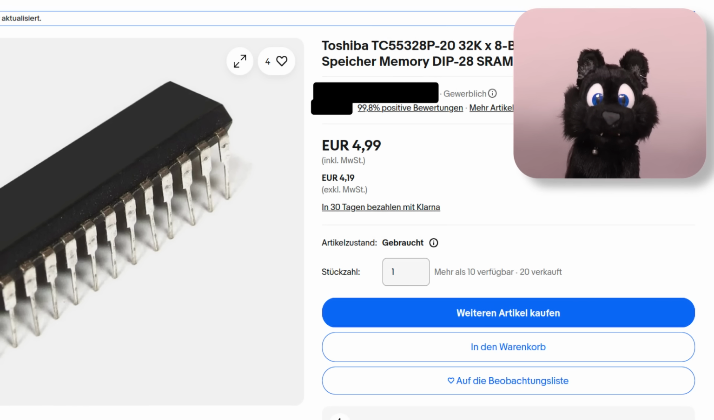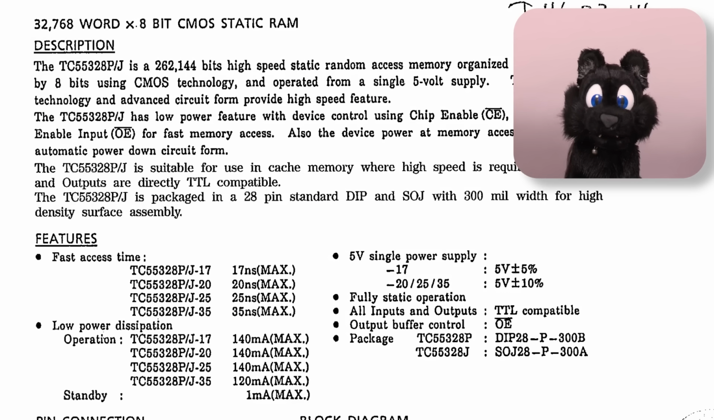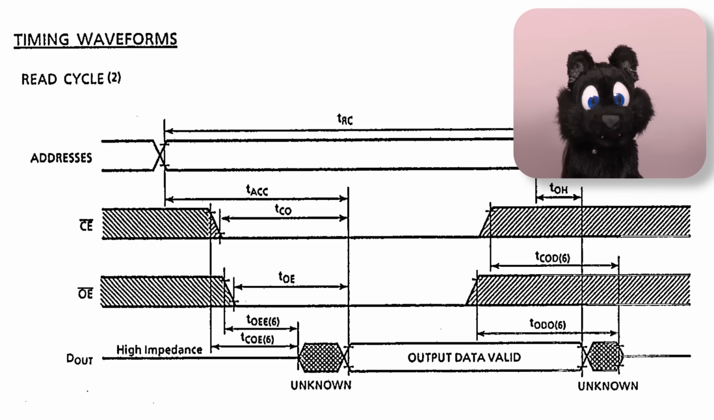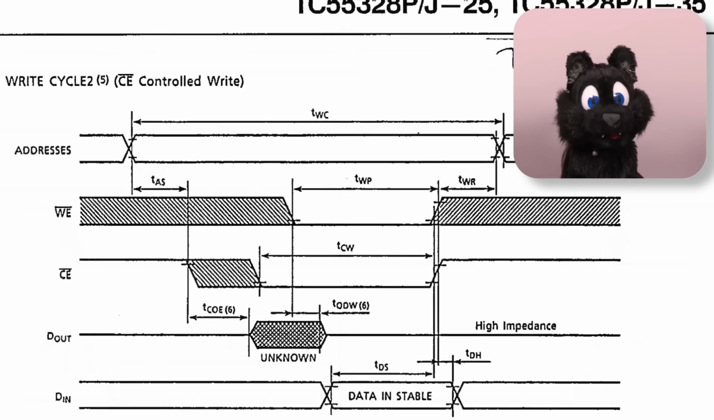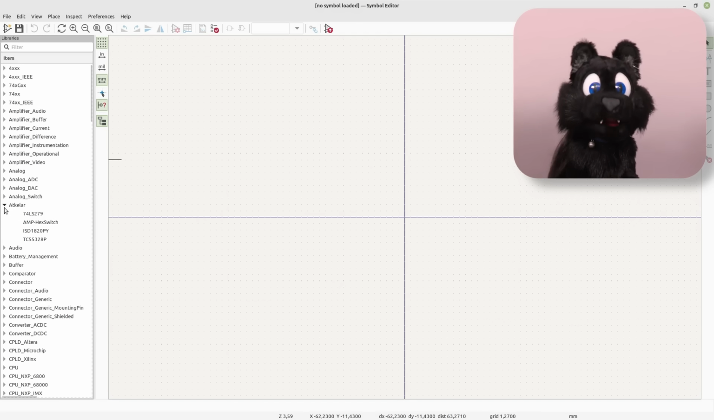What I found was a set of TC55328-20 chips. 20 nanosecond access time is plenty fast, and it's a 32K SRAM chip, so double what I actually would need. Timing seems reasonably well suited, and the signaling between chip enable, output enable and write control seems to be a good match for what I need. I first made a KiCAD symbol for that chip.